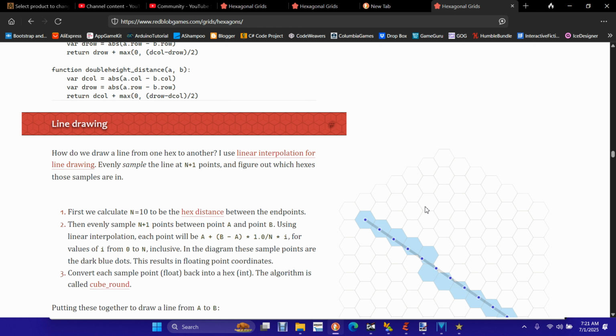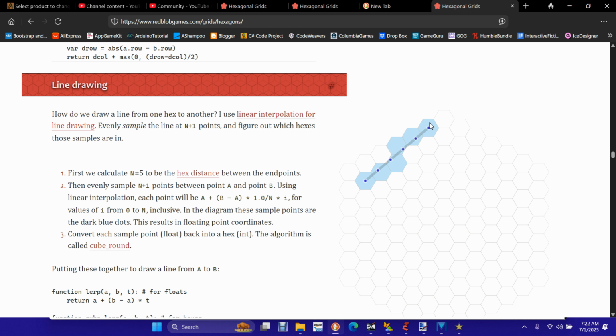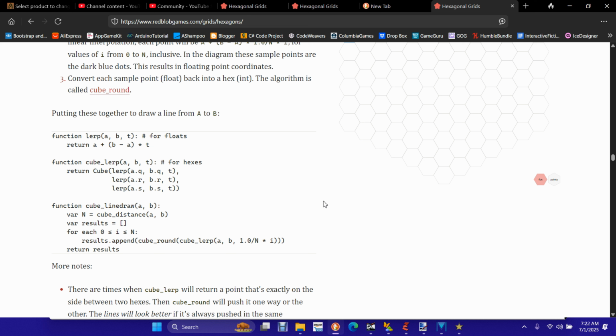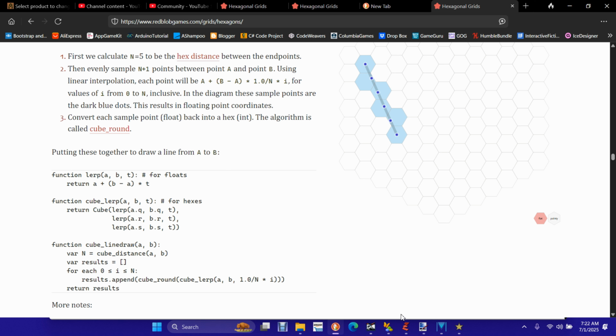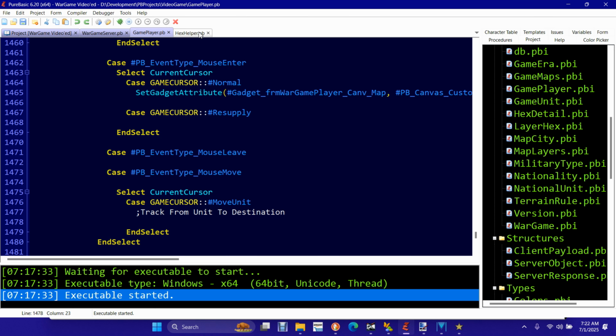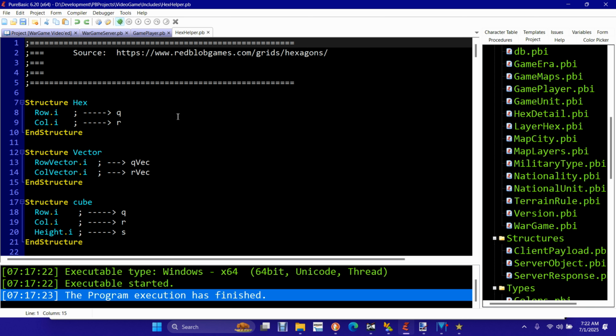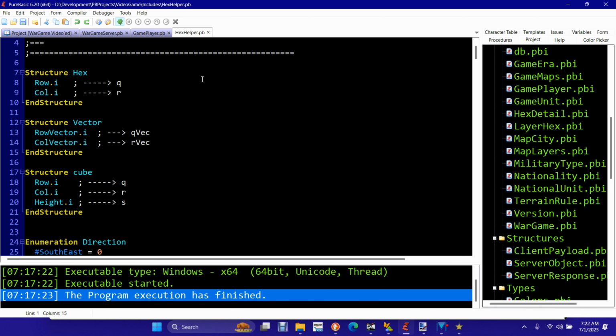And to get to here, it took a whole lot of other functions to be able to build this function, because he's calling all these other functions inside there. And so what I've done is I have all of this in PureBasic language. All day yesterday, I was adding to this. Hex helper is what it is. And right now, it's more in the language of the website. So I built structures of hex and a structure of the vectors and cubes.